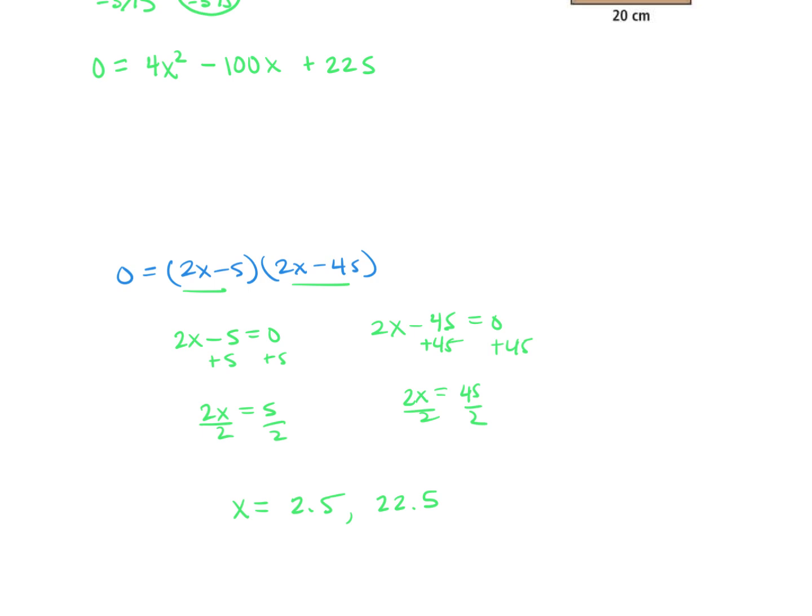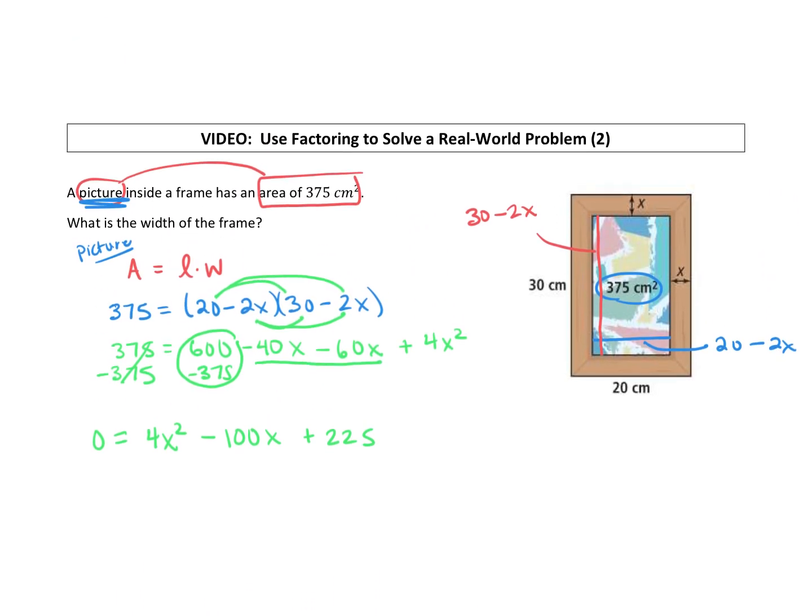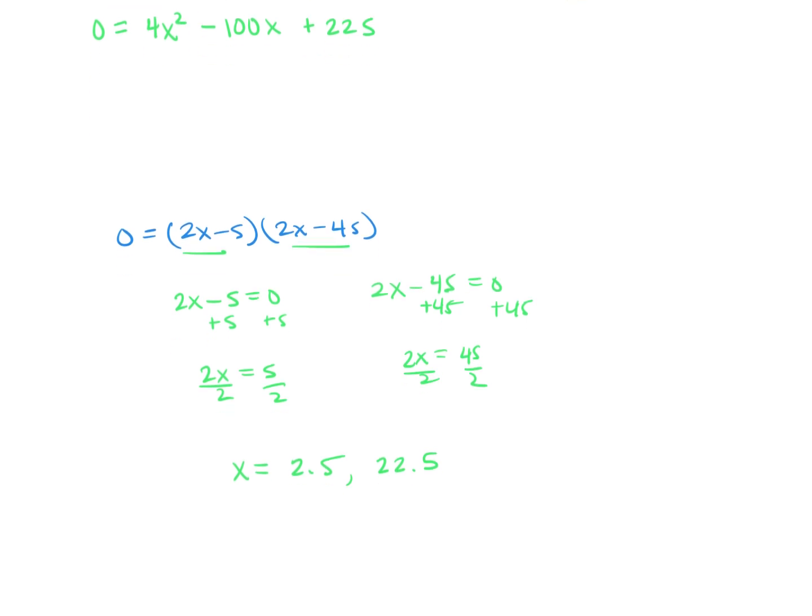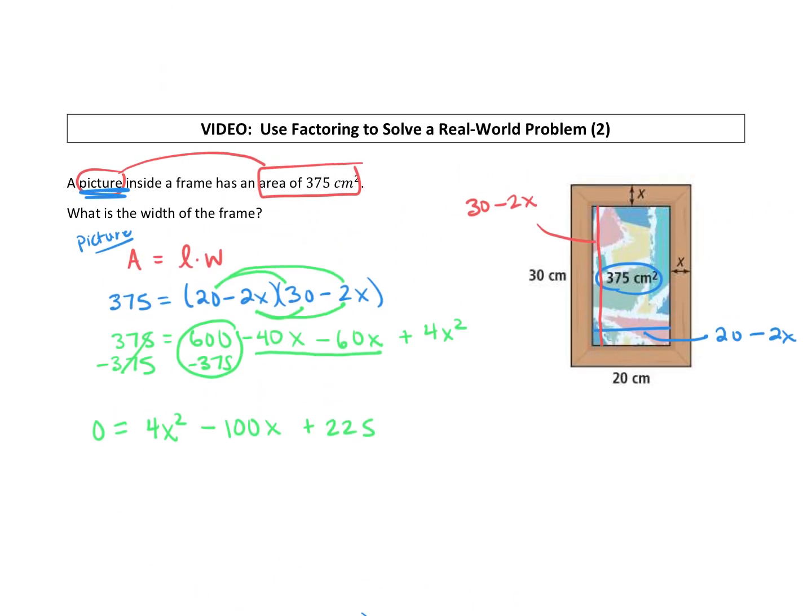And let's just see if both solutions make sense in the context of our problem. Now, normally I would say, because x represents the width of your frame, we need to make sure we don't have any negative values. They're both positive, so it's real easy to say, oh yeah, they're good, they're positive. But if we look at our picture, we got a 2.5 and a 22.5. Here's where we're going to have an issue.